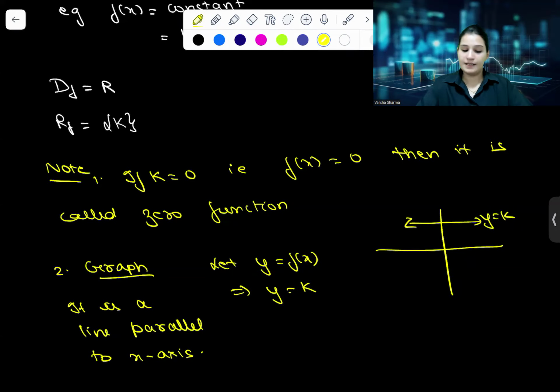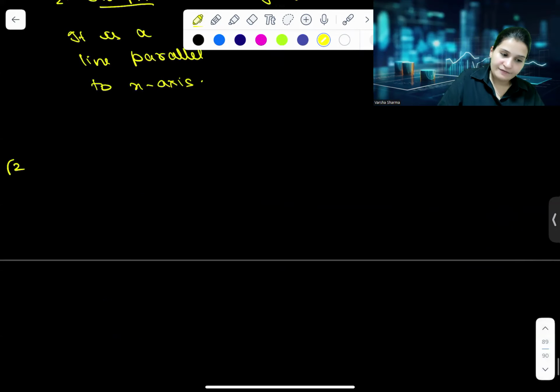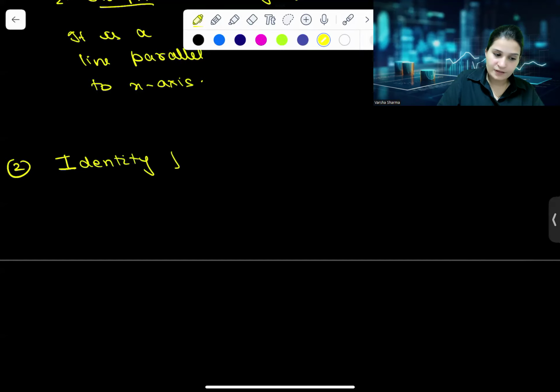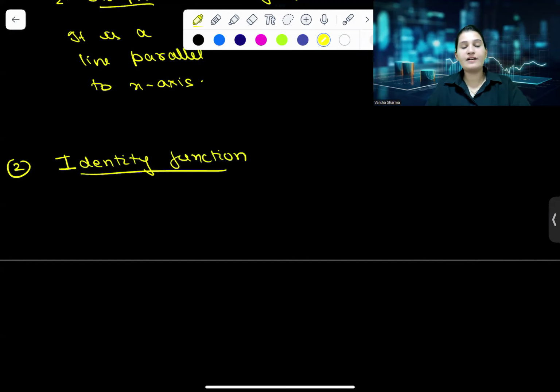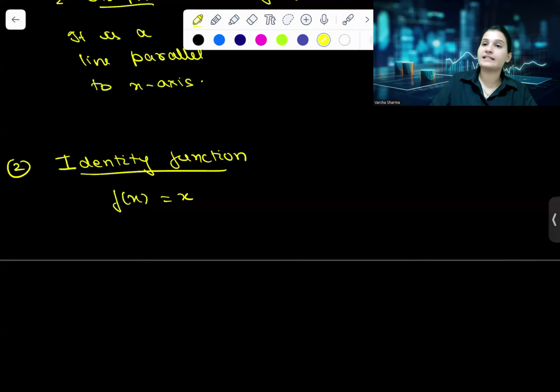Second, identity function. Identity function means a number is not going to lose its identity. That means if in the function I put x, I'm going to get the answer also x. If I put 1, I'll get answer 1. If I put 2, I'll get answer 2. F of 3 is 3. F of 5 is 5. F of 10 is 10. F of x is x.